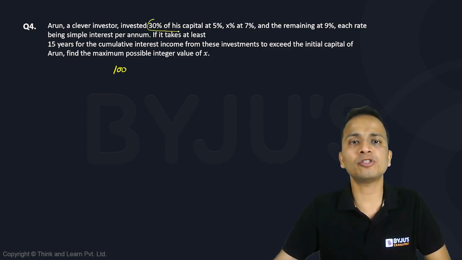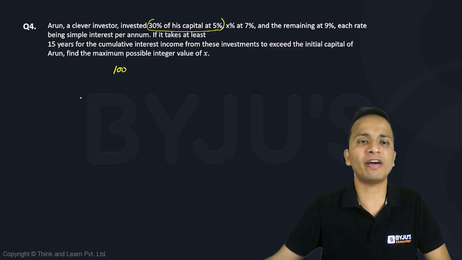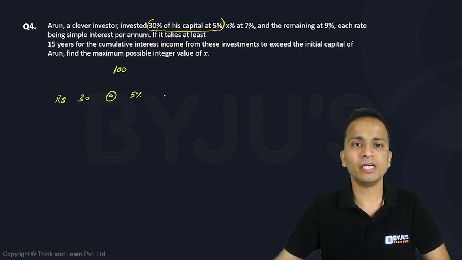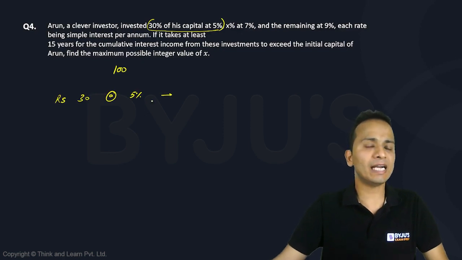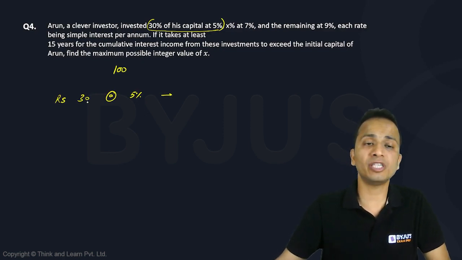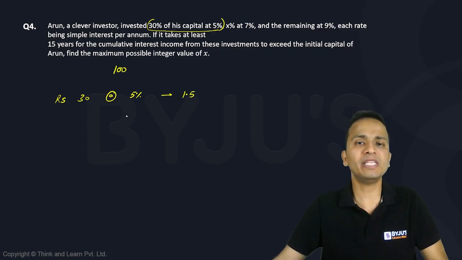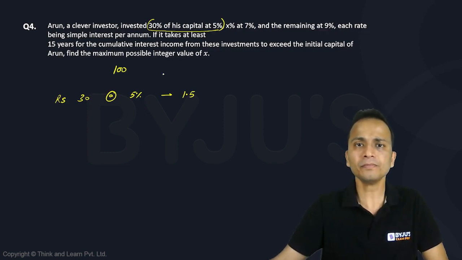First of all, 30% of his capital is invested at 5%. So that means rupees 30 is invested at a rate of 5%. Okay. So the annual interest that he will get will be 5% of 30. That will be rupees 1.5. This will be the annual interest on this income.